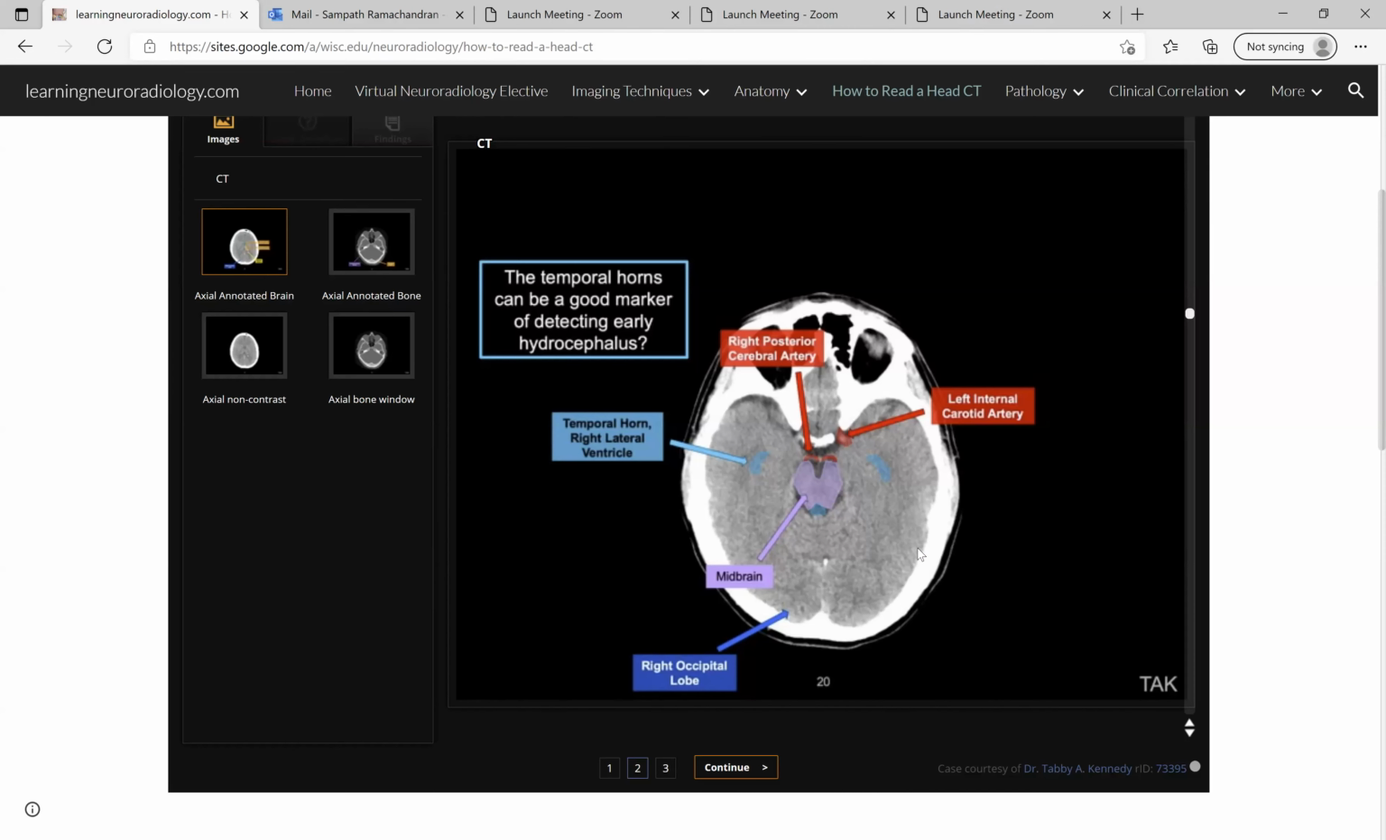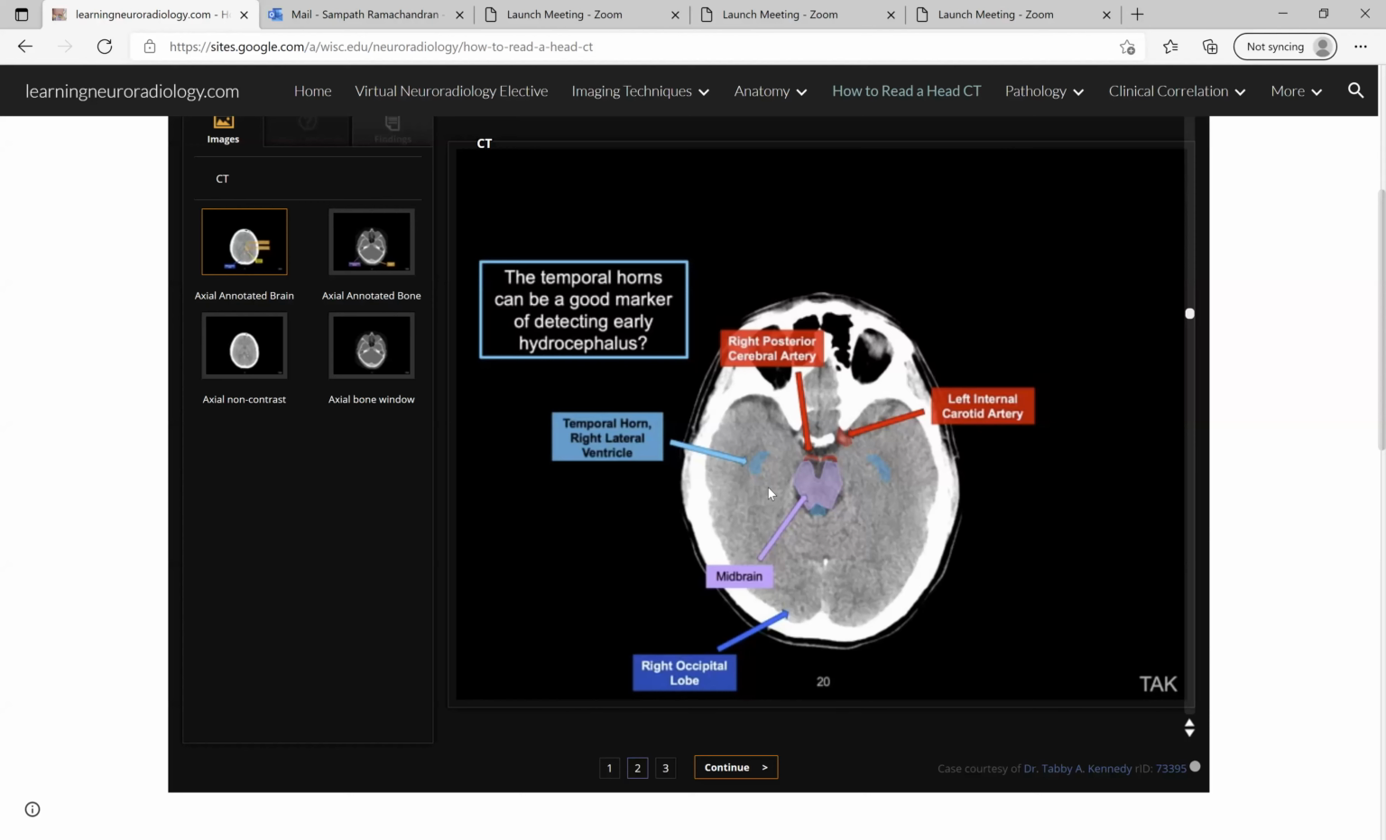Here just a space that is actually covered by CSF, and then here you can see a portion of the right posterior cerebral artery. These are structures which sometimes show up in our CT, sometimes they're difficult to see depending on the technique. When you do a CT, you have two types of CTs. One is done with contrast, one is done without contrast. Most of the screening CTs we do are done without contrast. We don't give any kind of IV contrast.